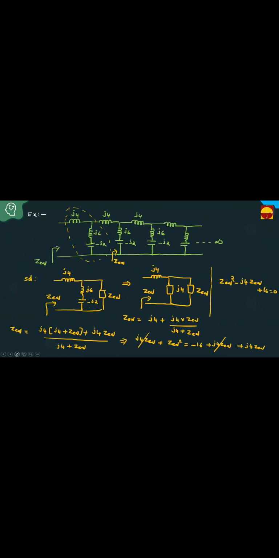That is Z equivalent square minus J4 Z equivalent plus 16 equals 0. Then what is Z equivalent equal to? Minus B plus or minus root of B square minus 4AC, by 2A. That is minus of minus J4 plus or minus root of J4 square minus 4AC, 16 by 2A. And what is Z equivalent equal to? J4 plus or minus root of J4 square minus 16 minus 64, by 2.